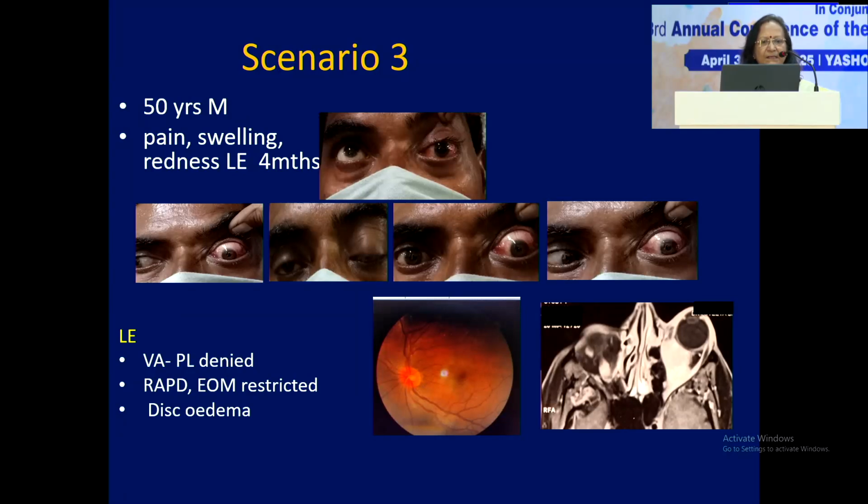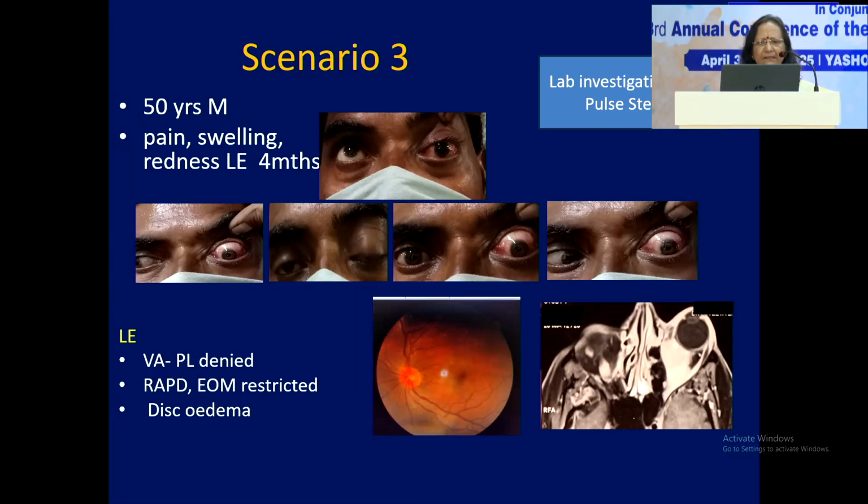This was a 50-year-old male who came with redness and loss of vision in the left eye for 1 month. Visual acuity, PL was denied, as I told, RAPD, EOM restricted, disc edema. You can see the MRI picture. There is a hyperintense lesion. All the muscles are enlarged in the left eye. It has extended up to the orbital apex. So that is most probably the cause of the PL negative vision.